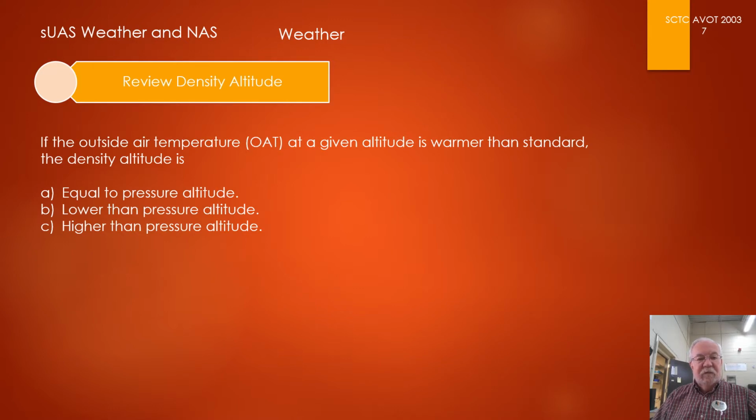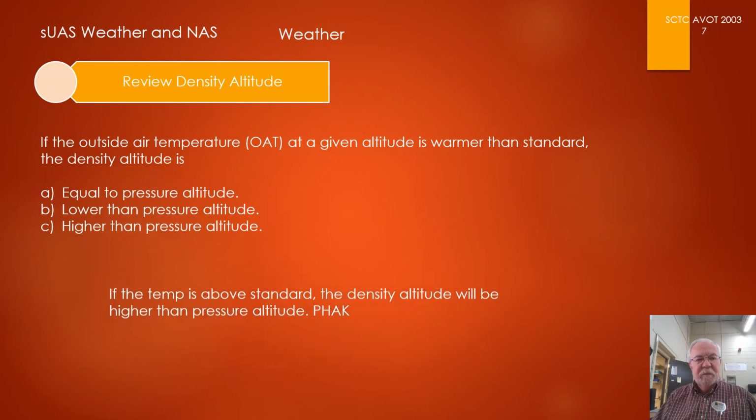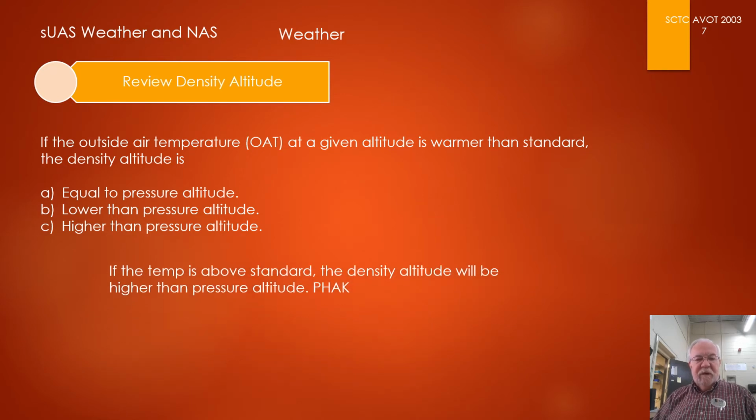All right, and here's another sample question. If the outside air temperature, OAT stands for outside air temperature, at a given altitude is warmer than standard, the density altitude will, and I'm trying to determine whether you understand the whole concept, density altitude will be higher than pressure altitude. Pressure altitude is 29.92, and as you increase the temperature, you all know that, just to review. Temperature is above standard, density altitude will be higher than the pressure altitude. That's in the Pilot's Handbook of Aeronautical Knowledge. That's the reference, and many other places as well, also in AC 00-6.